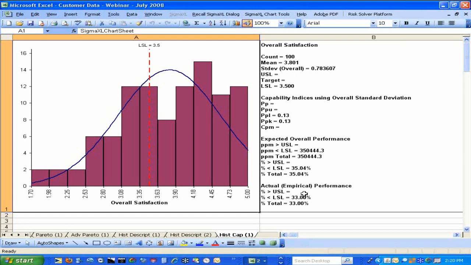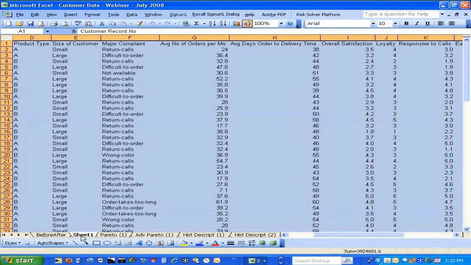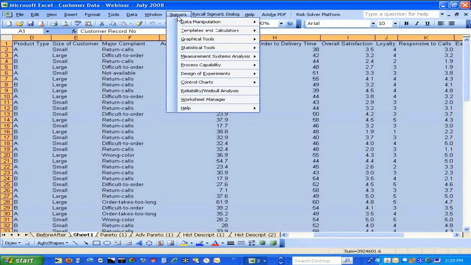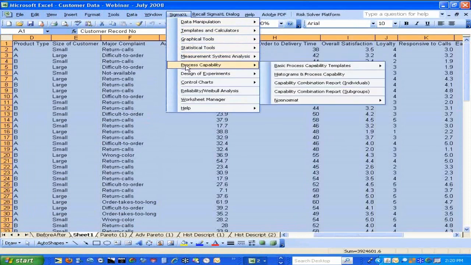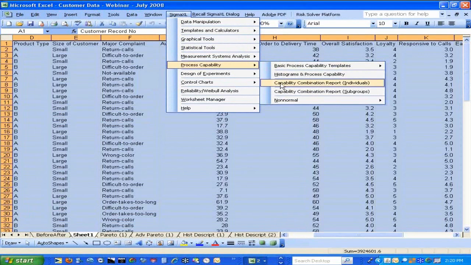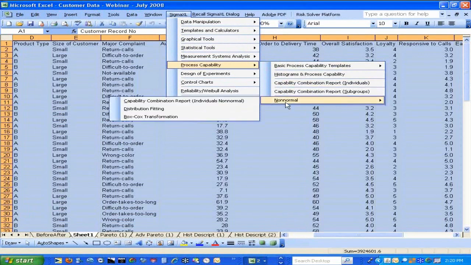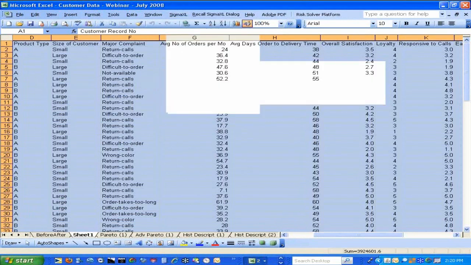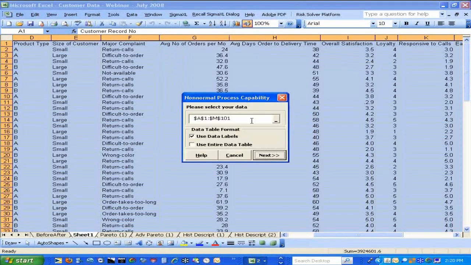However, as we saw earlier, there's a problem with this data in that it actually is not normally distributed. And one of the things that we should do here is really run this analysis again, but this time using the tool for non-normal data, which was just introduced in version 6. So I'm going to run the process capability for non-normal data. So again, process capability. I didn't show you the capability combination report for individuals, but let's just go straight into the non-normal capability combination report. This is for individuals non-normal.